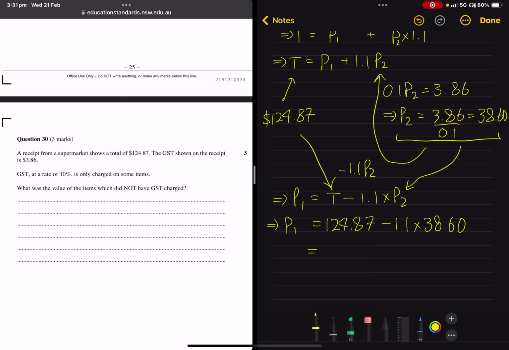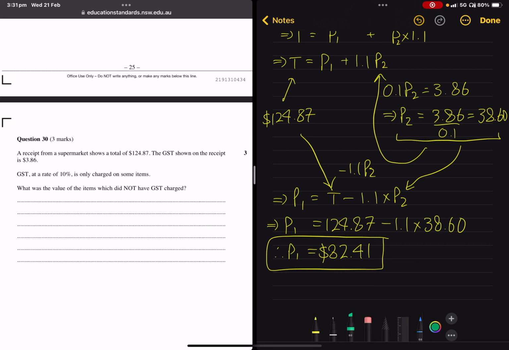Now if I put this in my calculator, this gives me 124.87 minus 1.1 times 38.60. My calculator is telling me that this is 82.41. So this is the value of the items which do not have GST charged.